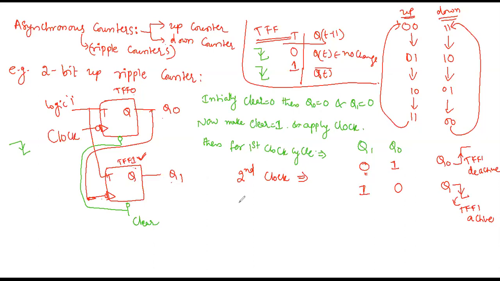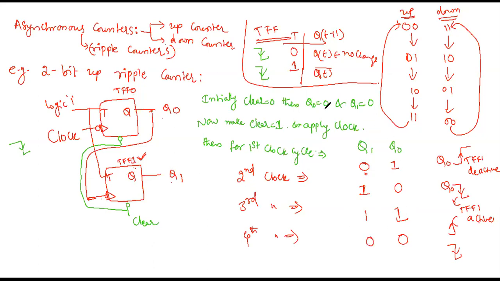Now again the third clock. Whenever you apply the third clock, Q0 will be inverted from 0 to 1. Whenever Q0 is changing from 0 to 1, T flip-flop 1 is deactive. So no change, Q1 will be 1. Whenever you apply the fourth clock cycle, Q0 will change from 1 to 0. Whenever it changes from 1 to 0, TFF1 is active, and Q1 will be changed to 0.